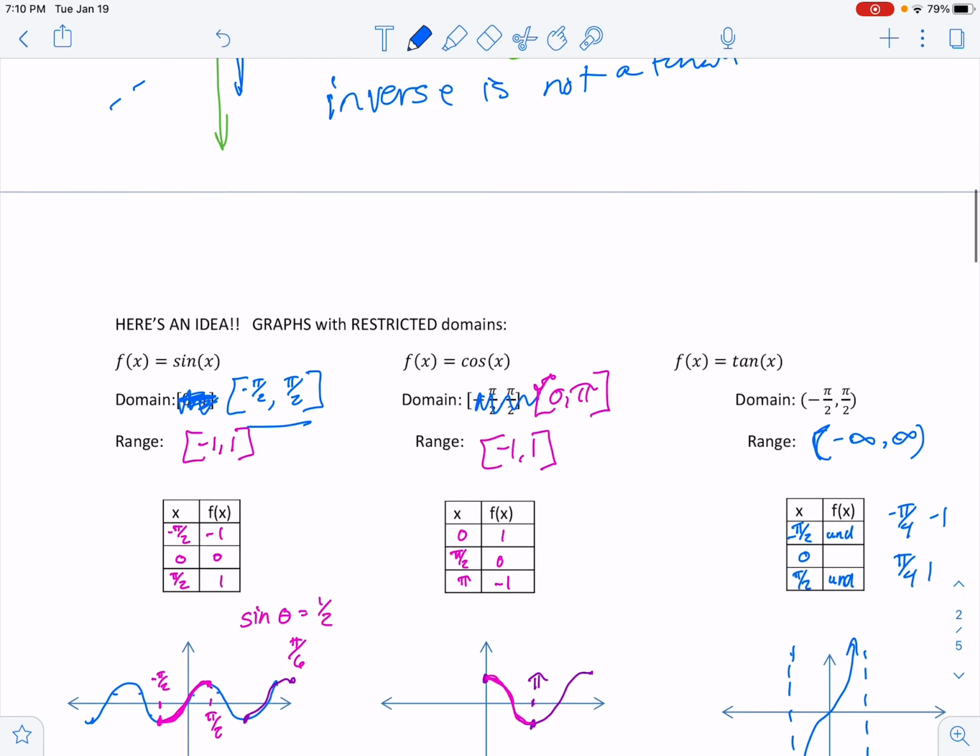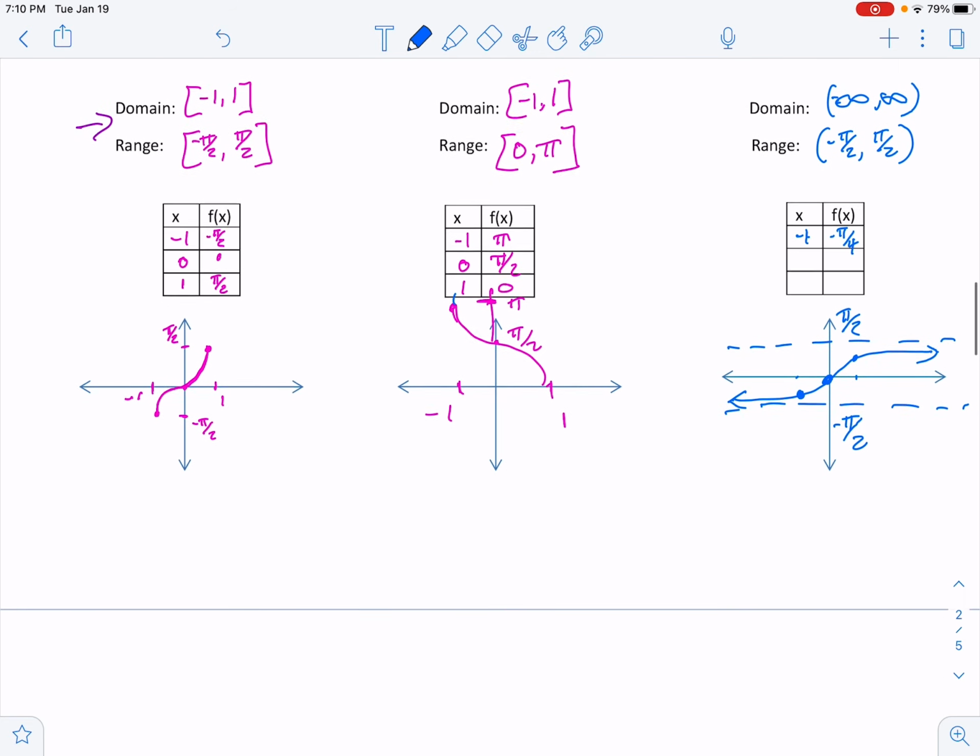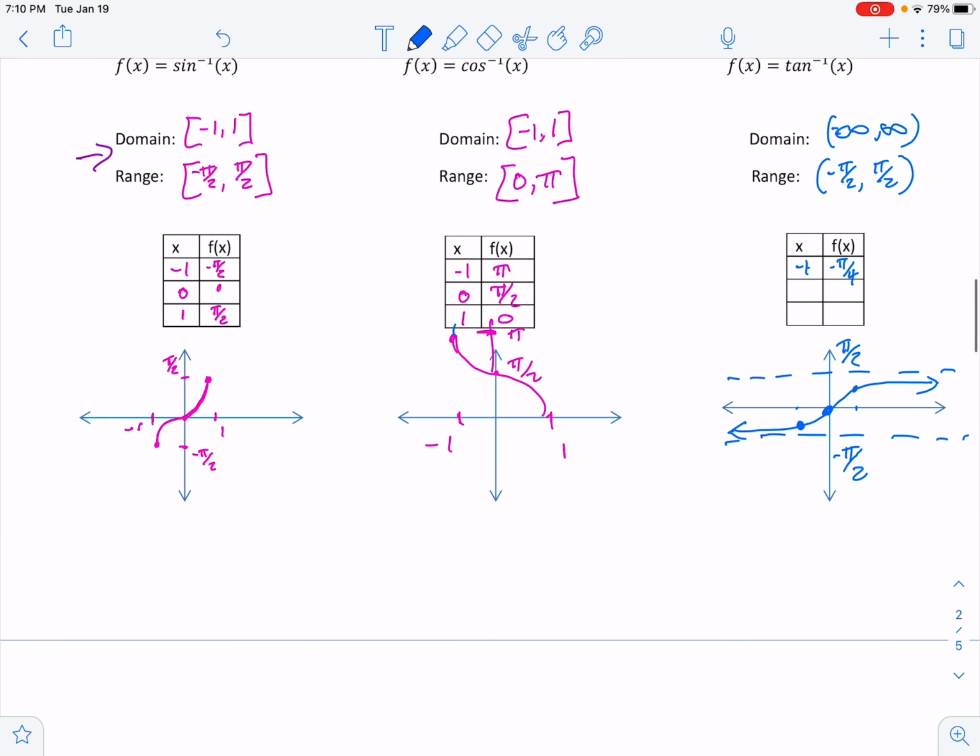All right, that's all I got for you. Do the worksheet. Practice, practice, practice. Know your domains and ranges of inverse functions. Know how to graph them. And know how to use your unit circle.